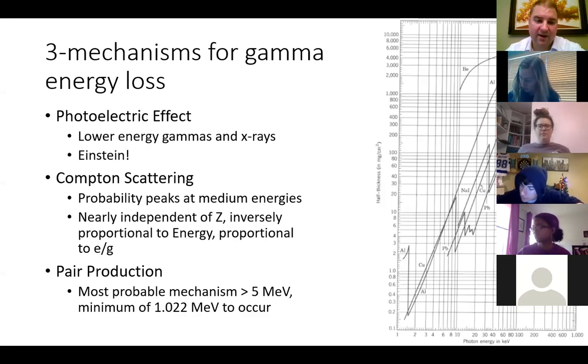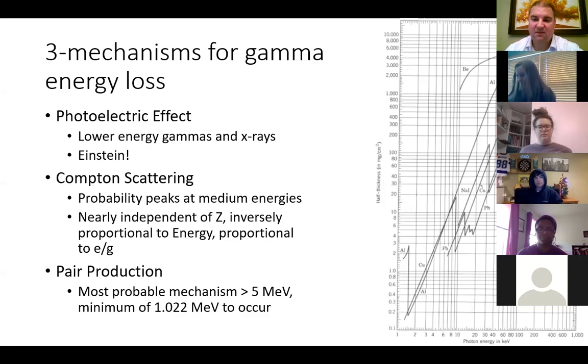And you already mentioned the scattering. So the gamma ray can come in, it can collide with an electron and not give all of its energy away, and that gamma ray scatters at another angle in some other direction. This is the most important mechanism for energy loss for medium energy gamma rays. It's nearly independent of the Z of the absorbing material. It is inversely proportional to energy, but it is proportional to the electron density per gram. So the number of electrons per gram.